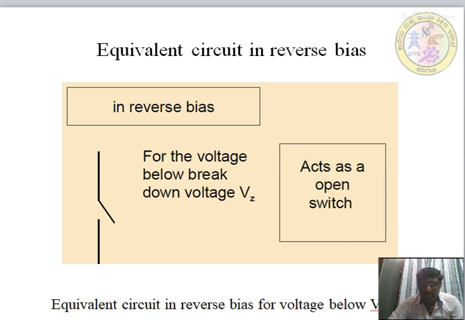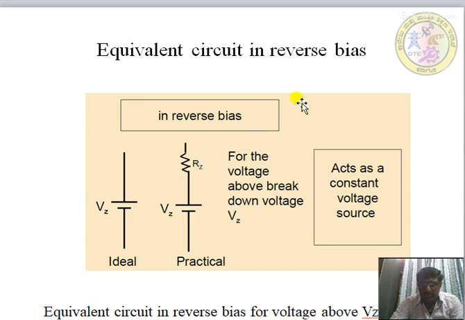This is the equivalent circuit in reverse bias. For a voltage below the breakdown voltage VZ, it acts as an open switch. So until the breakdown voltage, it remains an open circuit. As soon as it reaches the breakdown voltage VZ, it acts as a closed switch.